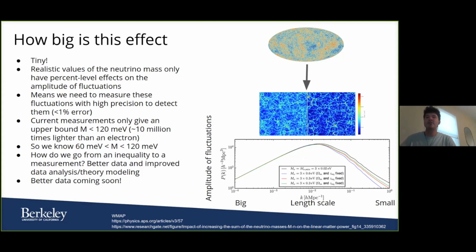And so we know that the neutrino mass has to be less than 120 MeV or so. Combined with the oscillation experiments, this means that the sum of the neutrino masses has to be between 60 and 120 MeV. But we want to do better. We want to turn this inequality into something that's actually a measurement. And in order to do this, we need better data. Fortunately, there's lots of good data coming within the next decade.